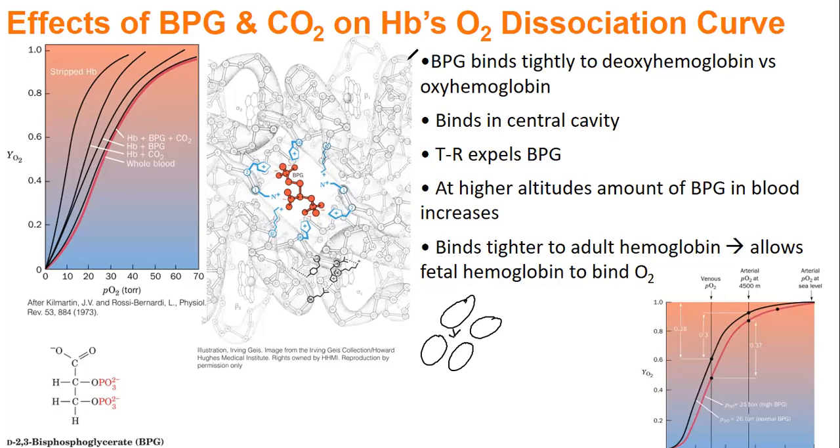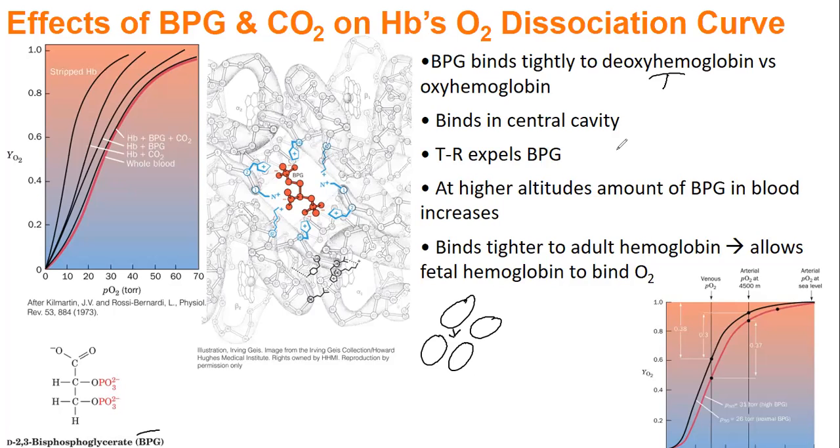And I said, there's nothing in that center cavity. I actually lied. What's in that center cavity is a molecule called BPG, 2,3-bisphosphoglycerate. And what BPG does is that when it binds in that center cavity, it will favor the T state. So when BPG binds, it will force hemoglobin to be in the T state.